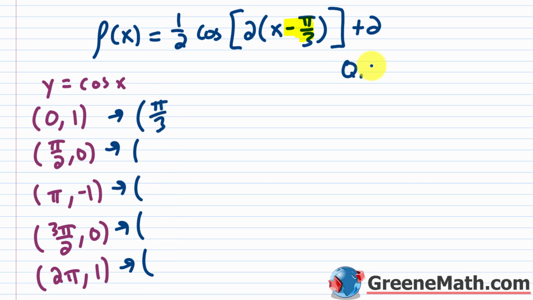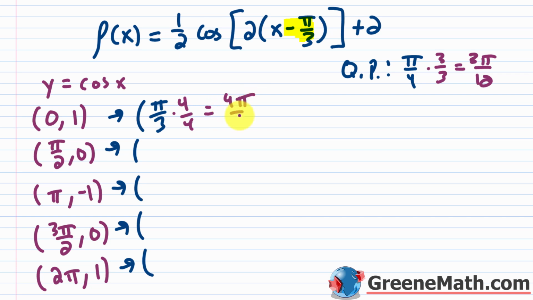So the quarter period, as we talked about earlier, is pi over 4. To make your life easier, just multiply this by 3 over 3. So you have a common denominator. So that would be 3 pi over 12. So this one right here, you'd multiply by 4 over 4 temporarily. That would be 4 pi over 12. So 4 pi over 12 plus 3 pi over 12, that is 7 pi over 12. Then 7 pi over 12 plus 3 pi over 12, that is 10 pi over 12. You can simplify that, but don't do it yet. 10 pi over 12 plus 3 pi over 12, that is 13 pi over 12. 13 pi over 12 plus 3 pi over 12, that is 16 pi over 12.